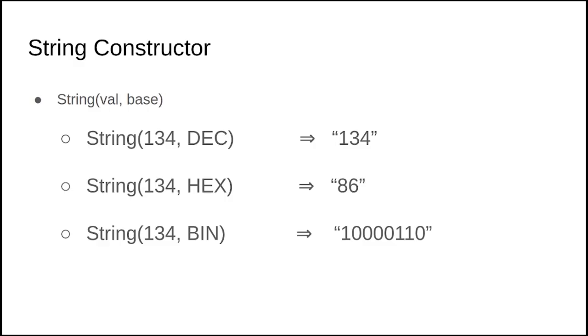Here we use a constant integer value 134. For demonstration, Arduino API defines constants for different numbering systems, such as bin for binary, hex for hexadecimal, and dec for decimal. On the right side of the arrows, we can see the expected output in different numbering systems.